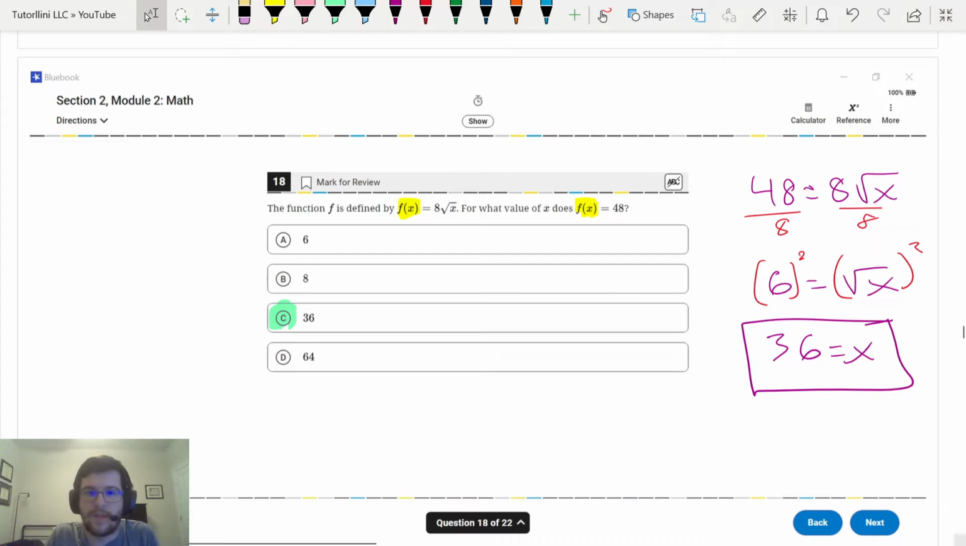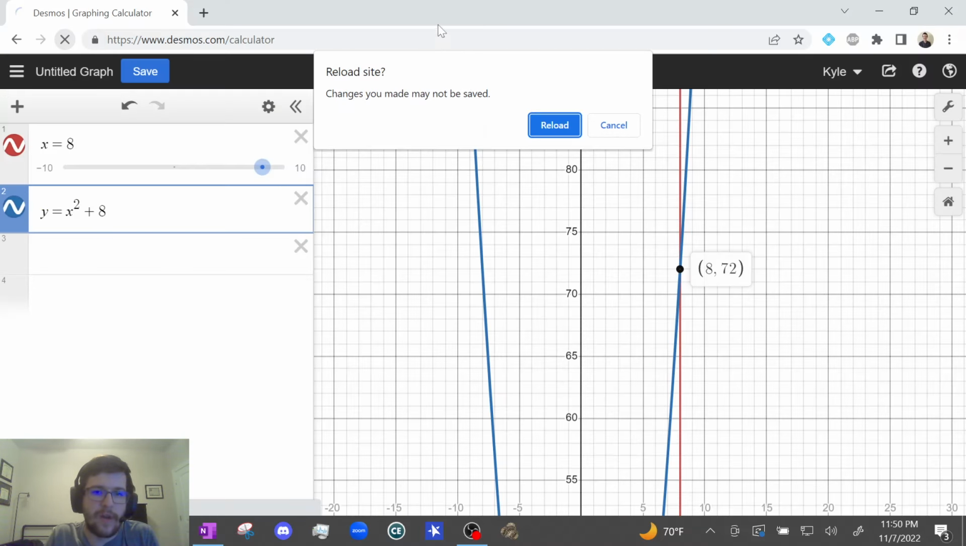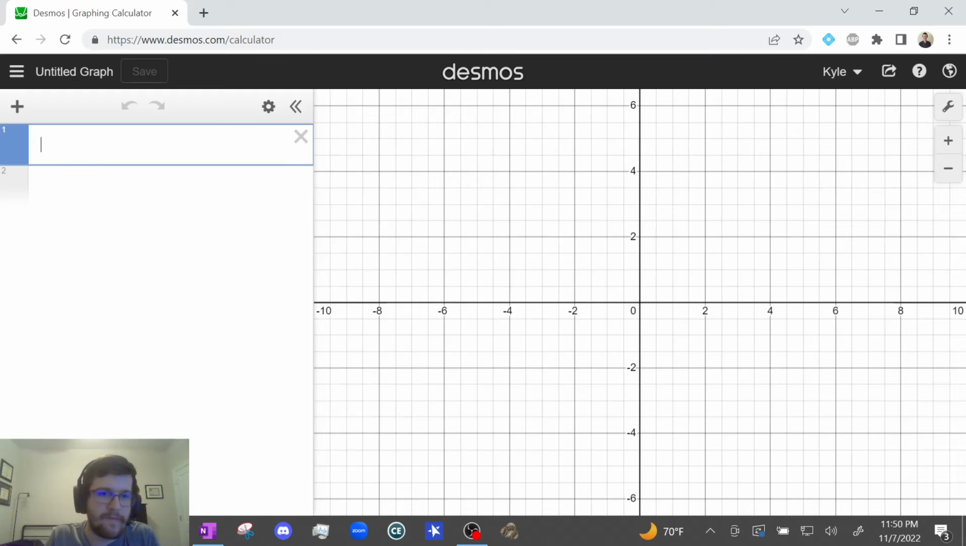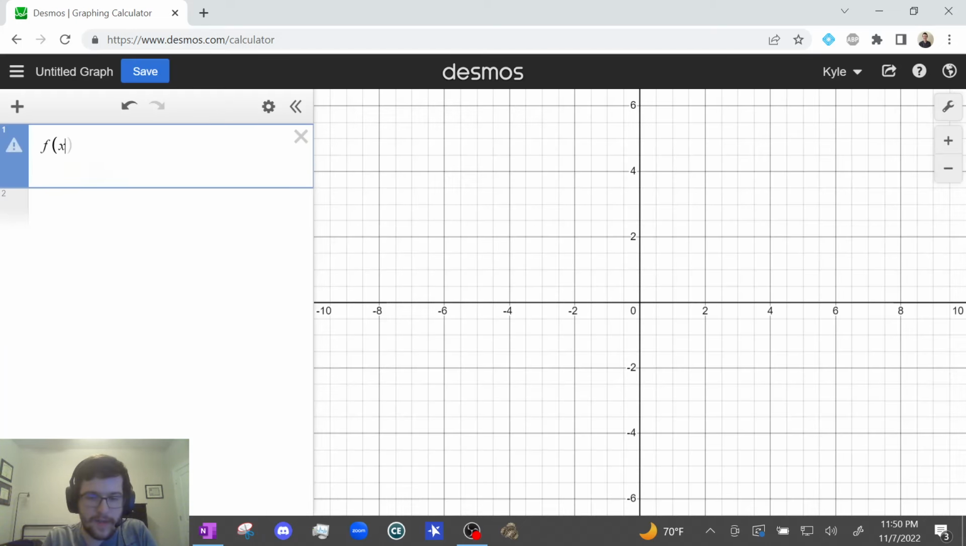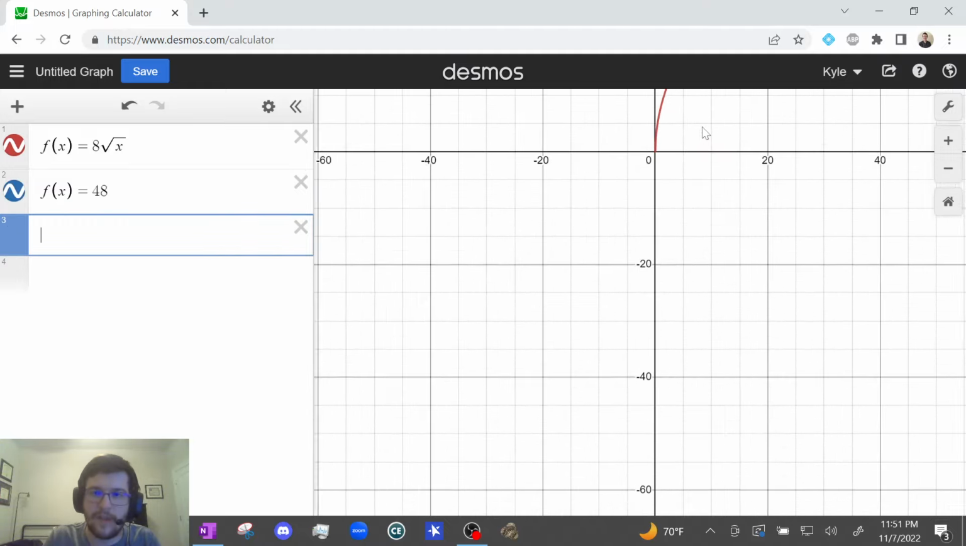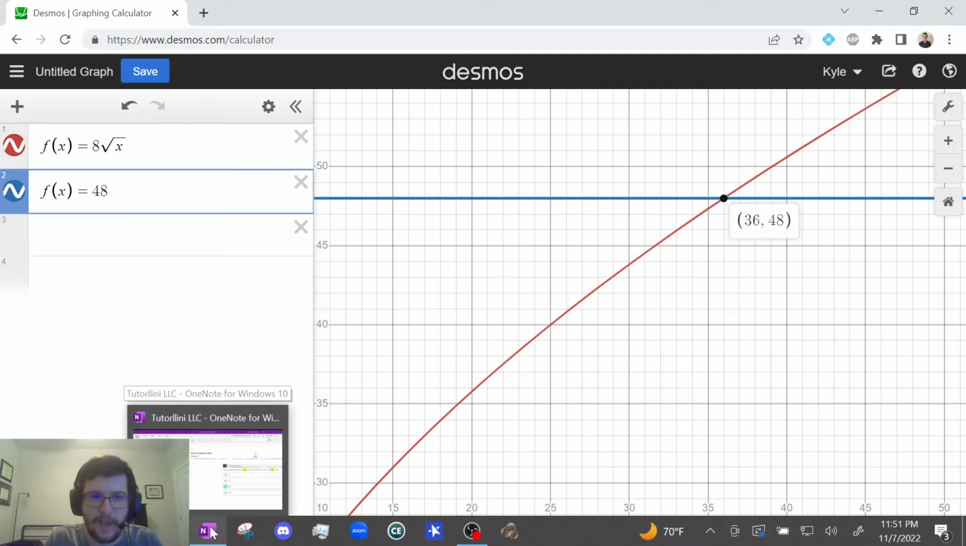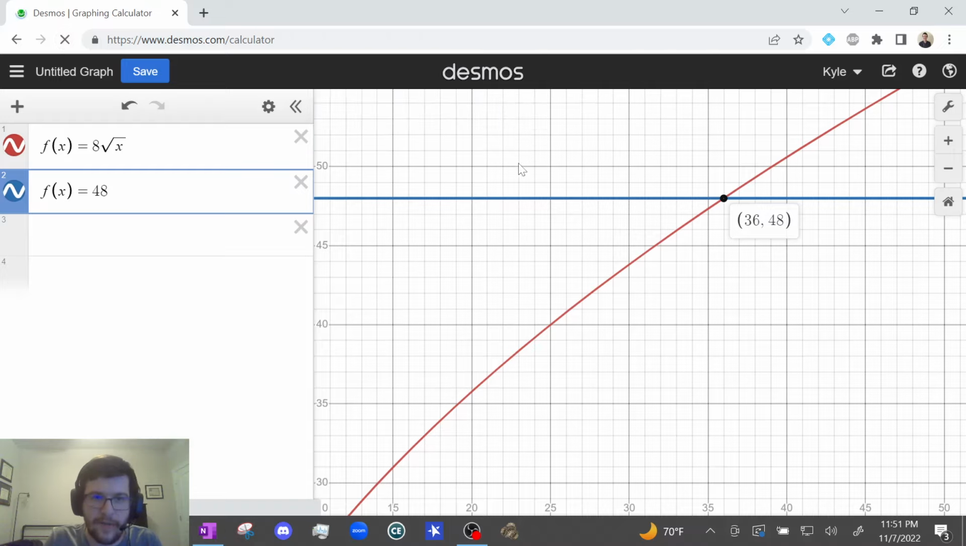Now you could also do this on Desmos. Just to demonstrate, again, it's probably not the best way to do it. So f of x equals 8 square root of x. And then I have f of x equals 48. I'm going to zoom out so that I can see where it crosses. And I see, oh, it's over here. And I click on it. And I get x is 36. That's what they're asking us for, right? x is 36. So that's just another way to do it. Let me get rid of this so that it's clear for the next one.